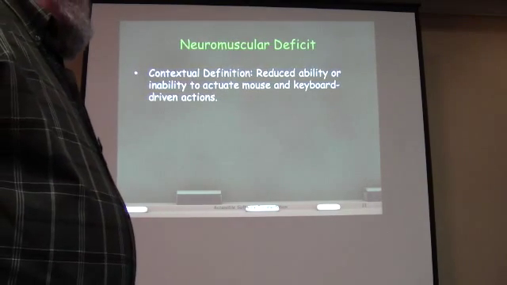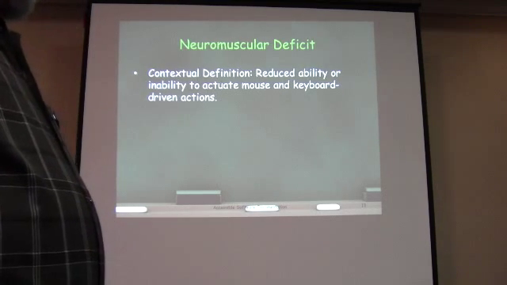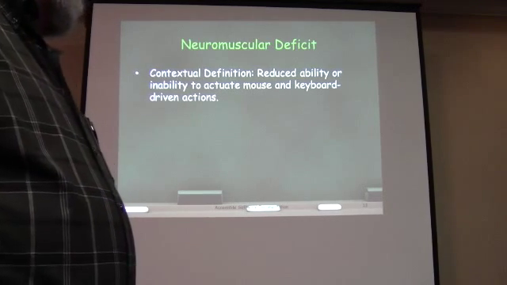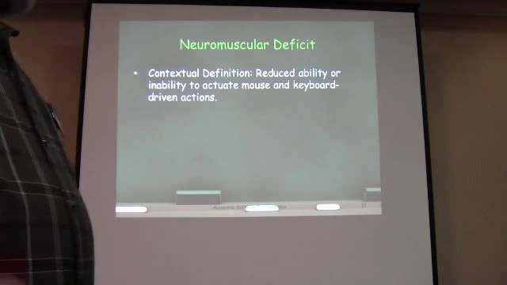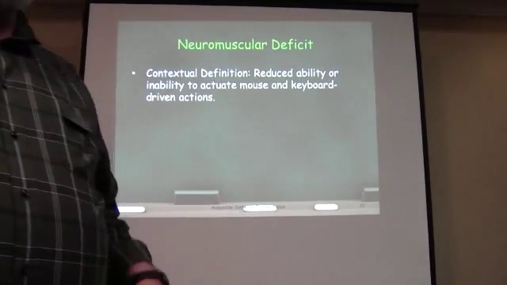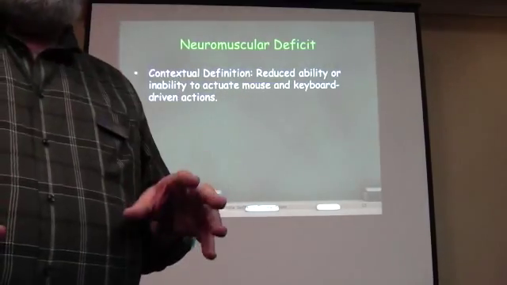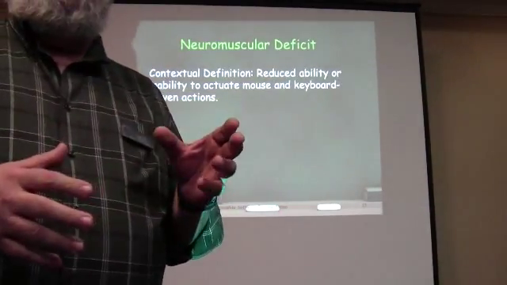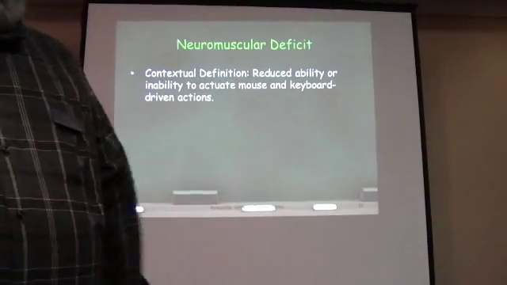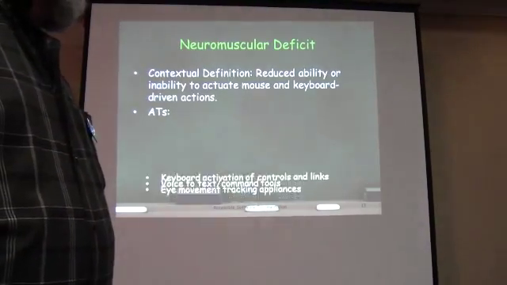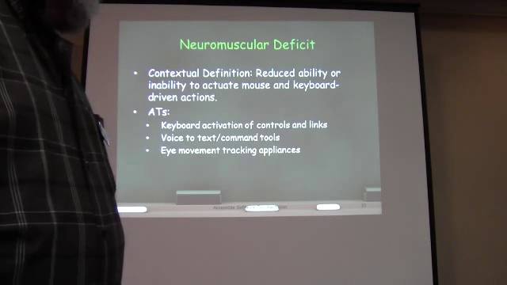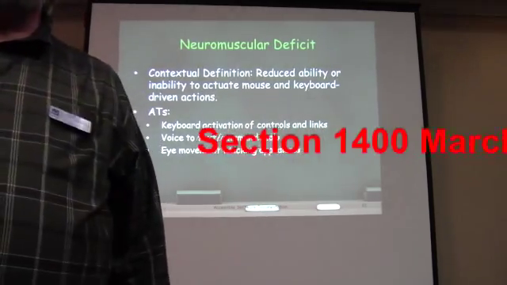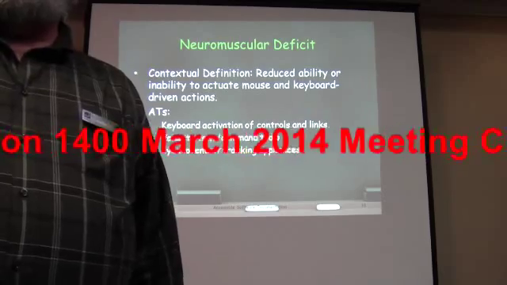And the other one I bring up, to get a short term out of it, is neuromuscular deficits, which, I think we understand this, is a reduced ability to move the mouse or to actuate the keyboard, what have you. Normally the way we approach this area is that there could be voice to text tools used, but at the very least we need to make things like that accessible.